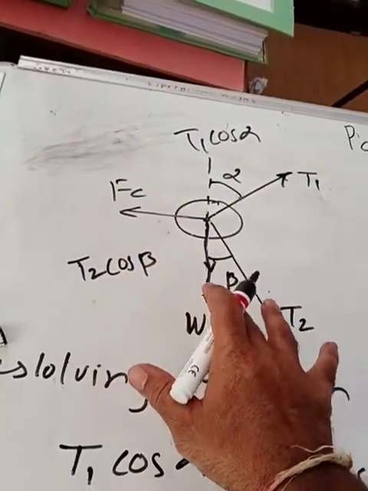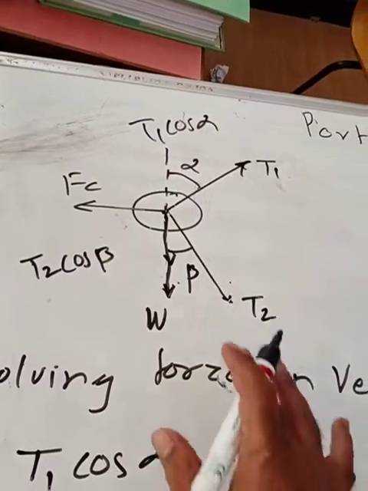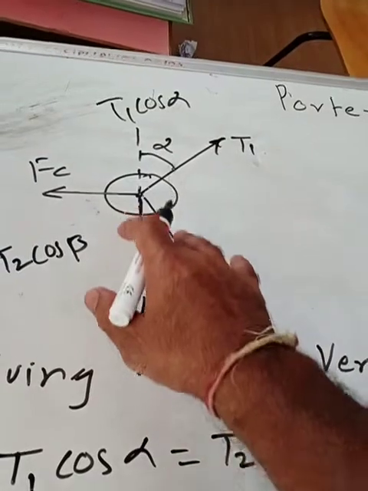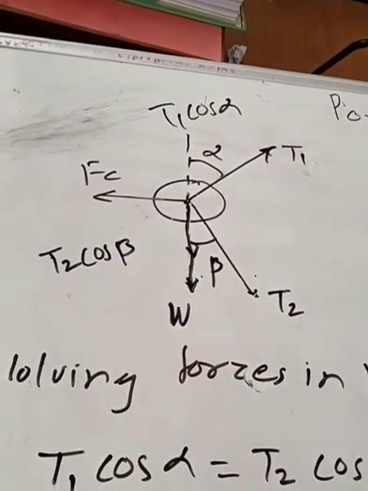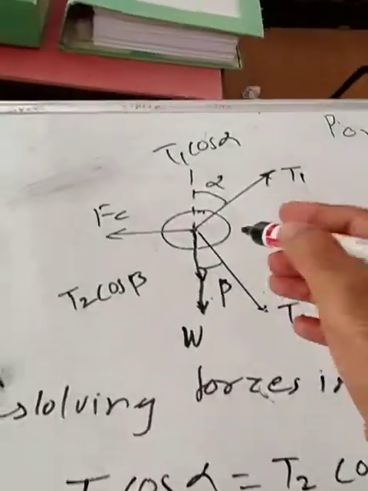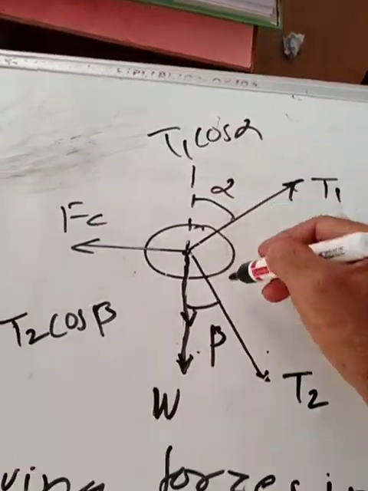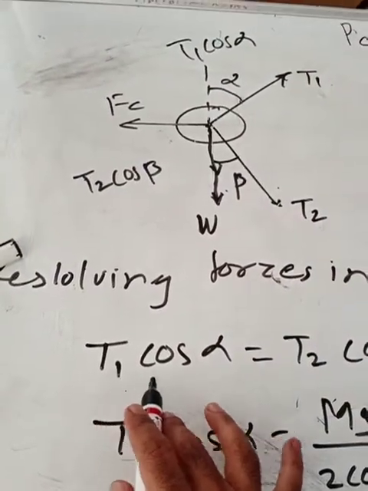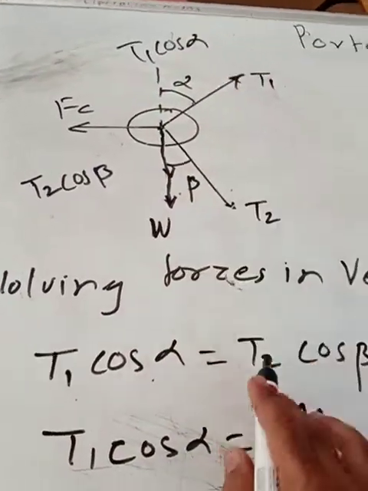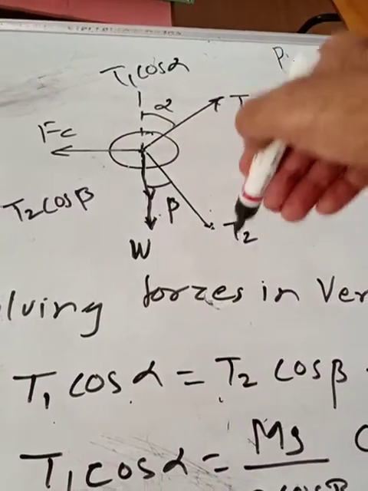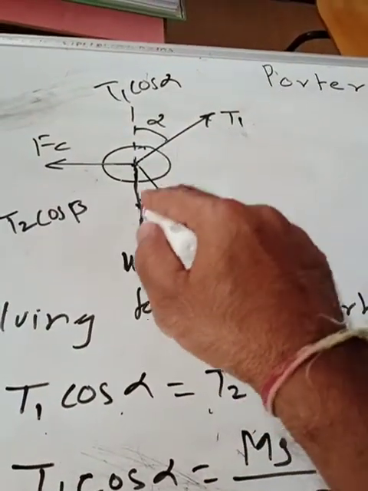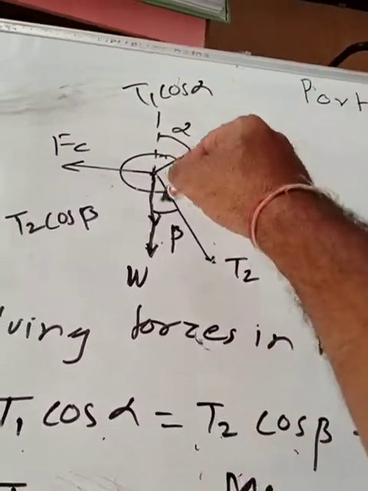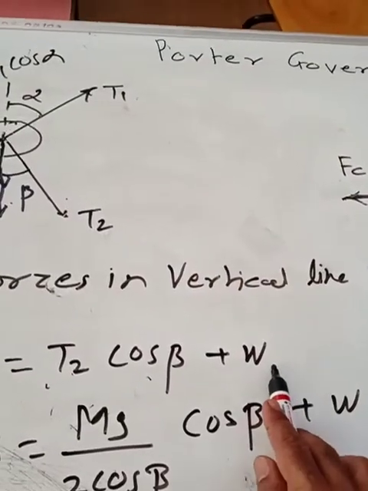Now if you are going to see the addition of all these forces, here are the forces which are acting in that direction. So now upward force we will consider as positive, downward force we will consider as negative. So we can write this equation as T1 cos alpha, the upward force, is equal to all the downward forces which are acting, so that it will be in equilibrium condition, that is T2 cos beta plus this W which is acting in downward direction.